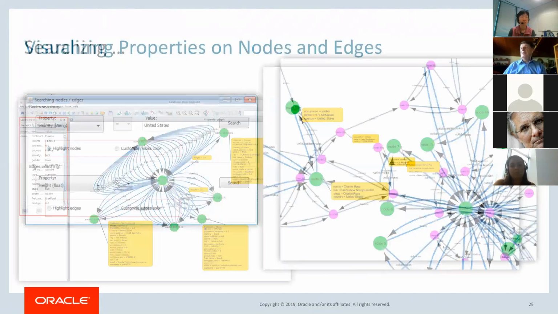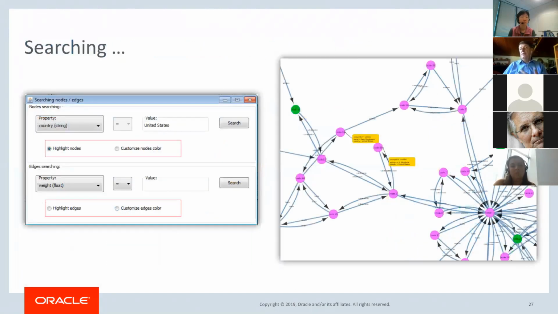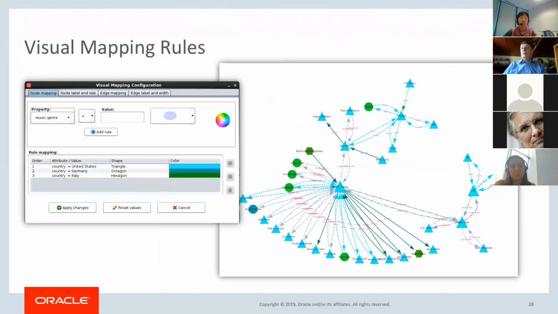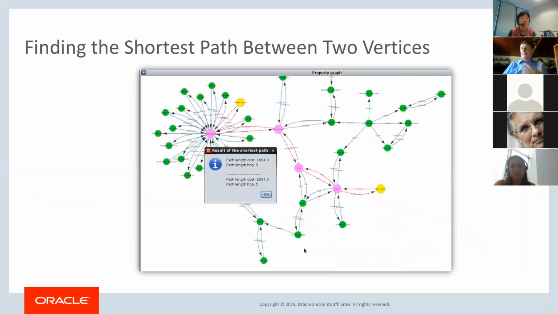You can search in the graph, so find those edges or vertices which have properties with certain values, like here, only select those edges where the country property has the value United States. And you can set up visual mapping rules. So you can decide how things should be rendered to make them more intelligible, like different colors depending on properties, etc. An example of finding a shortest path between two vertices gives us that result highlighted in pink here.